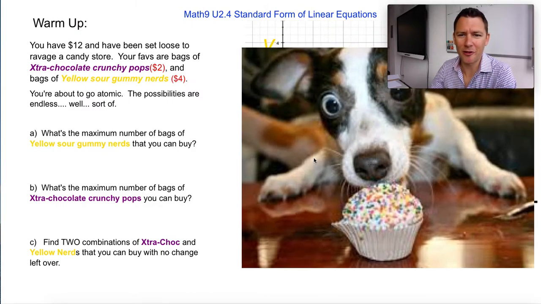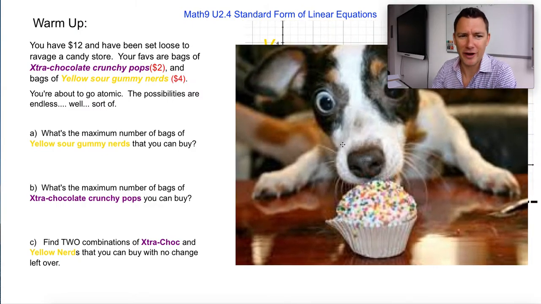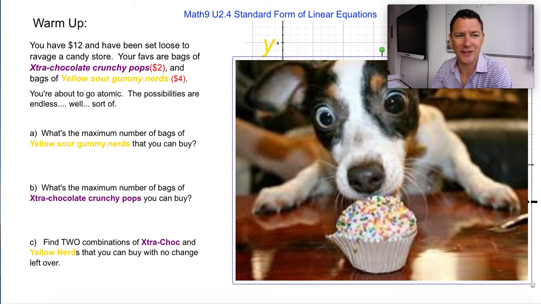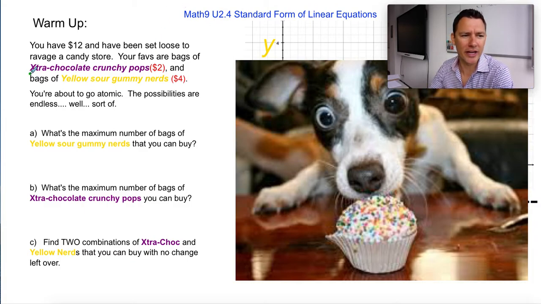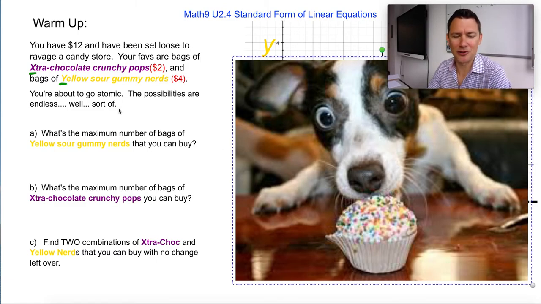So you have 12 bucks or 12 francs or whatever, and you've been sent loose to ravage a candy store to get your sugar fix. Your faves are bags of extra chocolate crunchy pops, and also bags of yellow sour gummy bears, right? X and yellow, right? These are $2 a piece, and these are $4 a piece. So you're about to go atomic. The possibilities are endless, sort of endless.